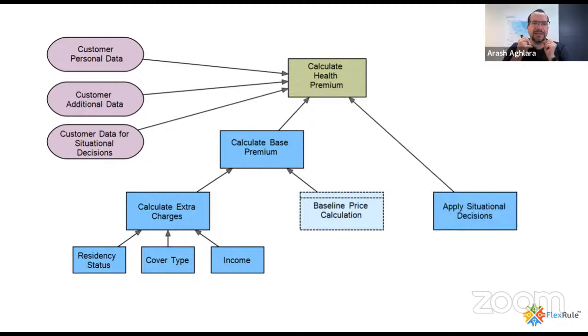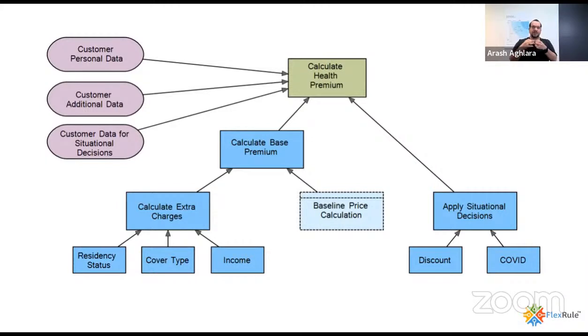And if we go ahead and look at the calculation of the health premium, we have some situational decisions regarding whether or not this particular customer is eligible for a discount and how the COVID situation is for this particular individual. So you can see on this screen, we just decomposed a complex decision, calculating a health premium for an individual, into multiple smaller units of decision making. The good thing about this approach is that now we can use different technologies. We can combine, for example, the baseline price calculation using our AI/ML capability. We can use the other decisions using business rules, and even the business rules can be modeled in different ways.